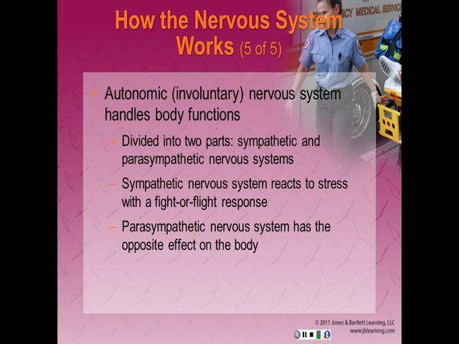It is divided into two parts, the sympathetic and the parasympathetic nervous systems. When we are confronted with a threatening situation, the sympathetic nervous system reacts to the stress with the fight or flight response. This response causes the pupils to dilate, smooth muscle in the lungs to dilate, heart rate to increase, and blood pressure to rise. During this time of stress, a hormone called epinephrine is released. The parasympathetic nervous system has the opposite effect on the body, causing blood vessels to dilate, slowing the heart rate, and relaxing muscle sphincters. As the body attempts to maintain homeostasis, these two divisions of the autonomic nervous system tend to balance each other so that basic body functions remain stable and effective.